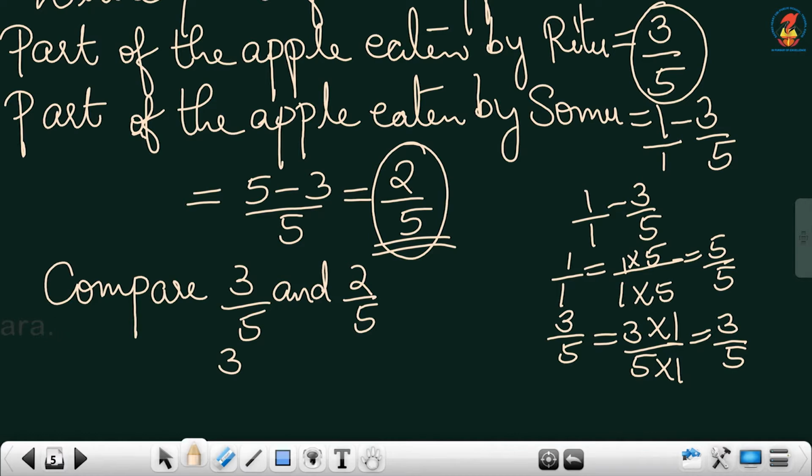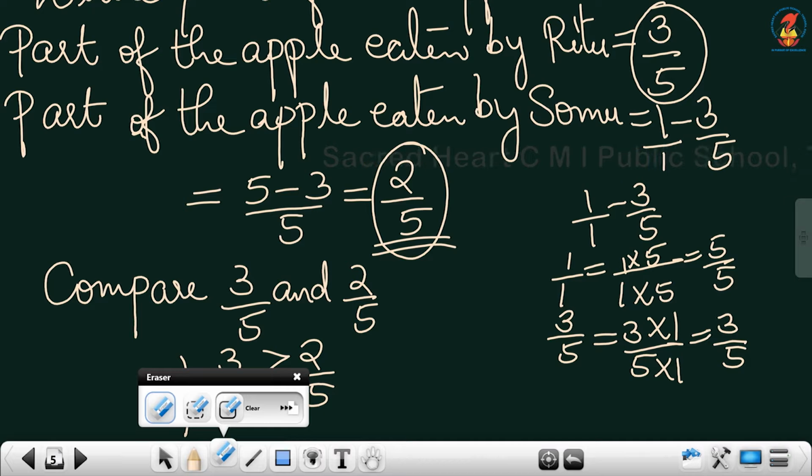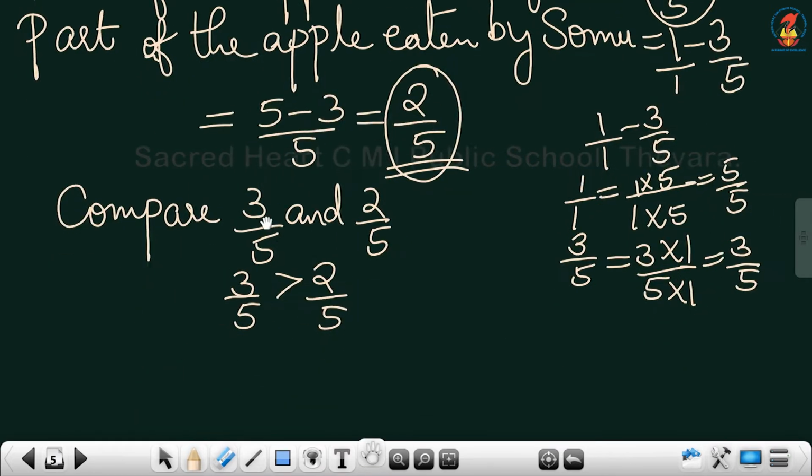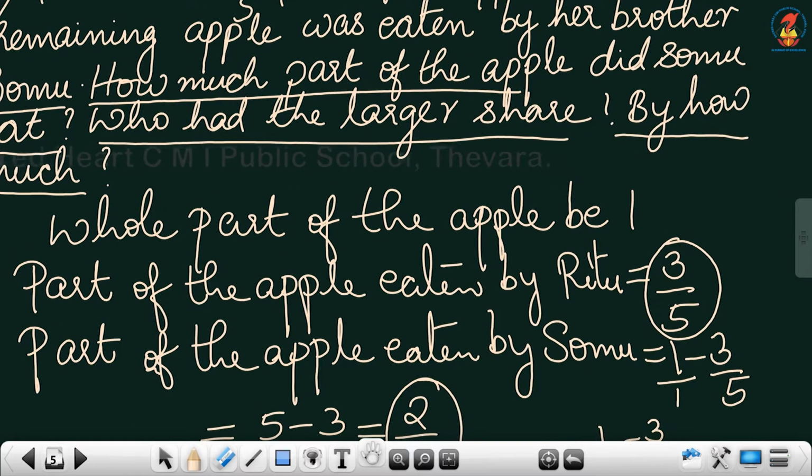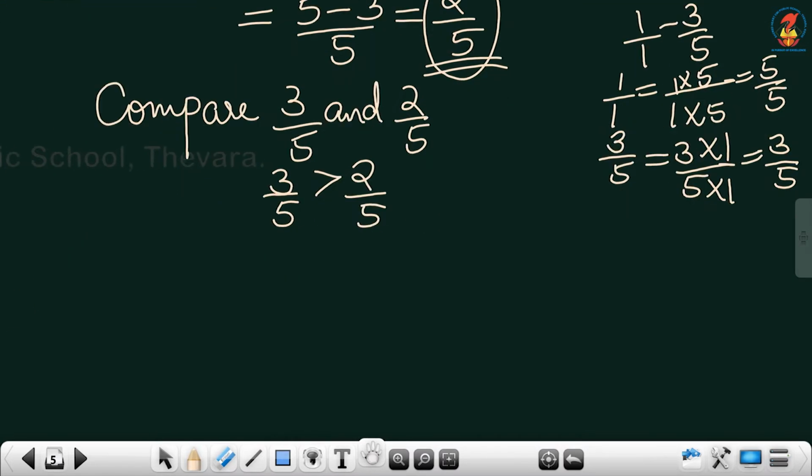So what you can write, 3 or 2, which one is the greatest number? 3. So we can write 3 by 5 is greater than 2 by 5. So 3 by 5 is whose fraction? So we can say Ritu had the larger share. So who had the larger share? Ritu had the larger share. Then we have to find by how much. What is the third part of the question? By how much. That means we have to find the difference between those two, is it? So you find out the difference also.